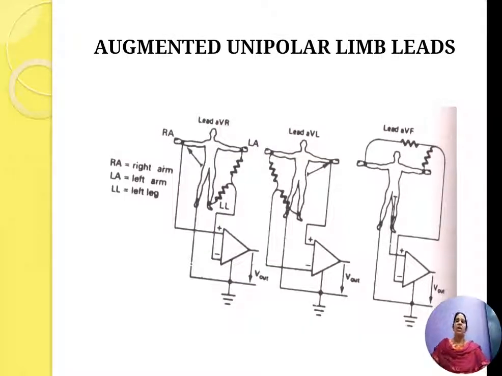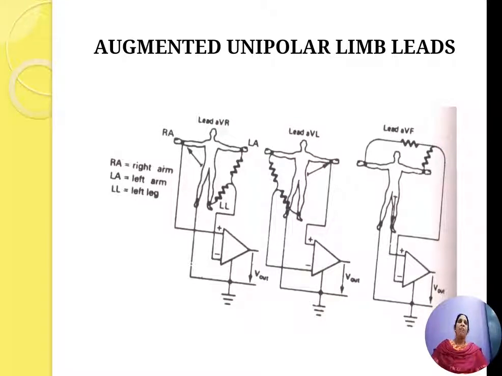So, this figure shows the augmented unipolar limb lead configuration. As I told you, you are going to measure the potential drop between two terminals. One is the central terminal and the second one is the exploratory electrode.